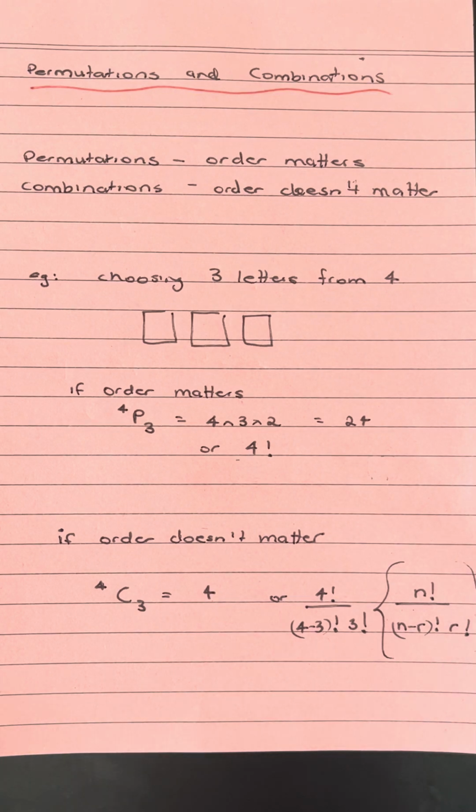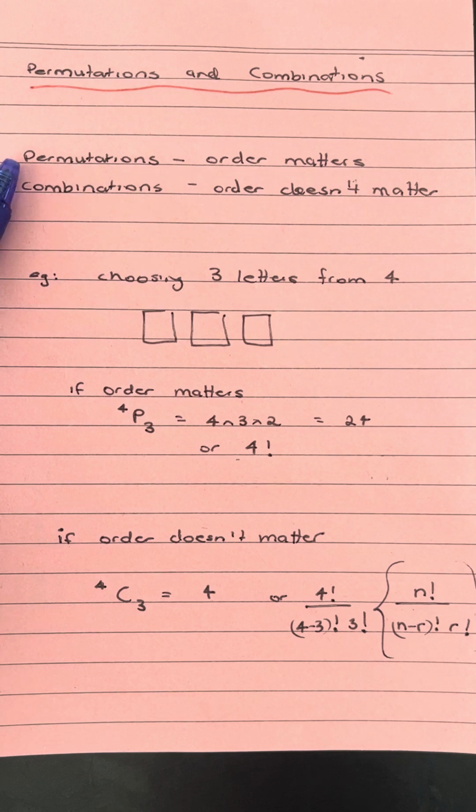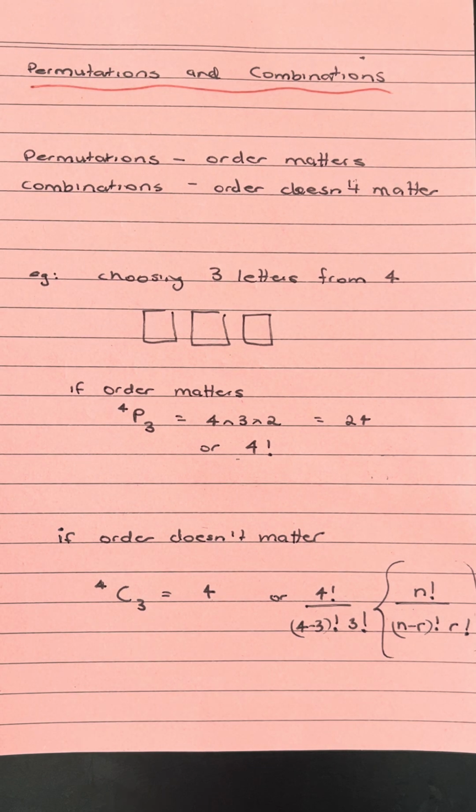Look at the difference between permutations and combinations and using factorials. So when we talk about permutations, we're worrying about the order. So order matters. Combinations, the order doesn't matter.